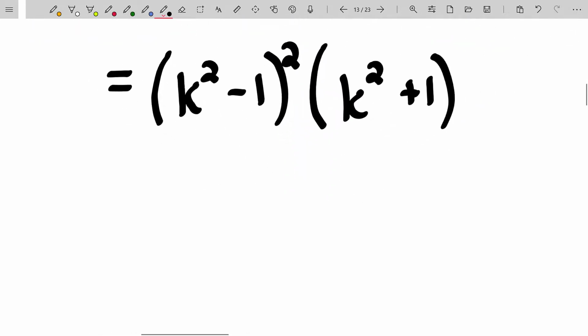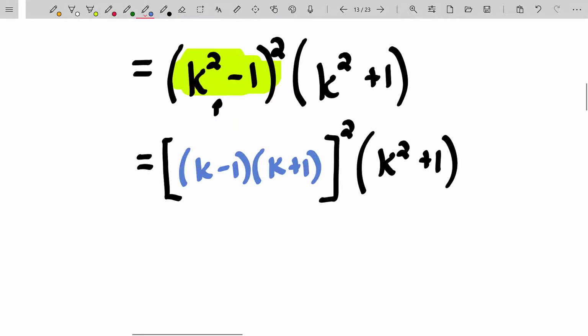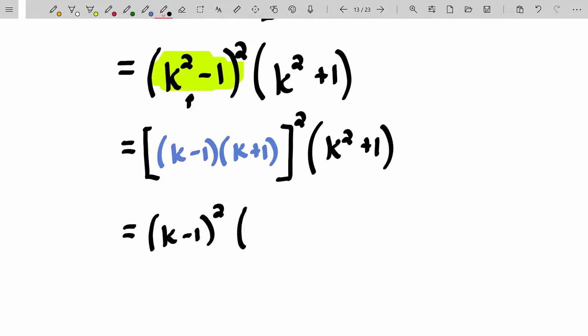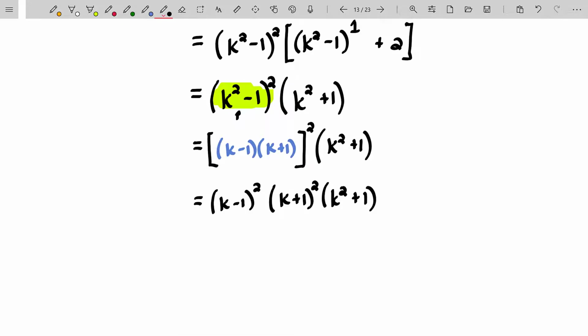In fact, you could technically factor this guy right here. It is a difference of squares. So I'm going to go ahead and do that. So I have something squared times k squared plus 1. That something, which I've highlighted in yellow up here, is actually k minus 1 times k plus 1. And using a law of exponents, we know that's going to be k minus 1 squared times k plus 1 squared times k squared plus 1. And that is actually completely factored, completely simplified.